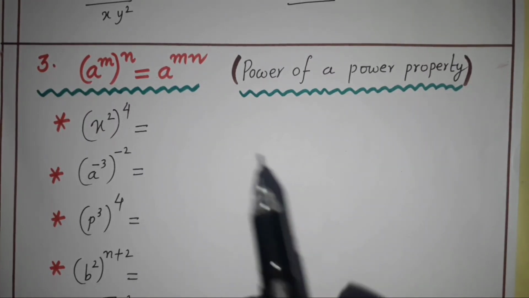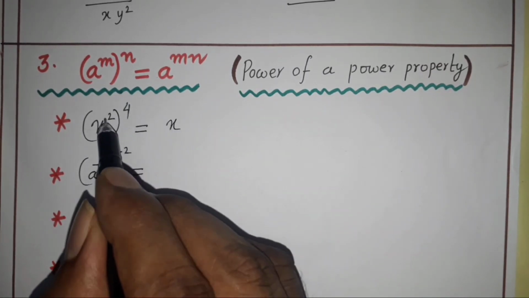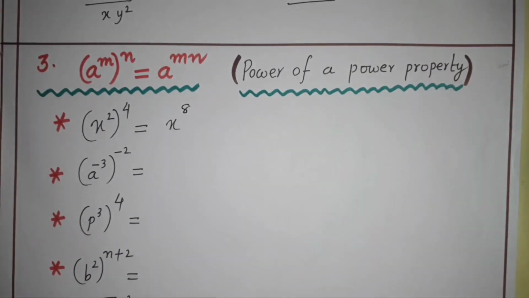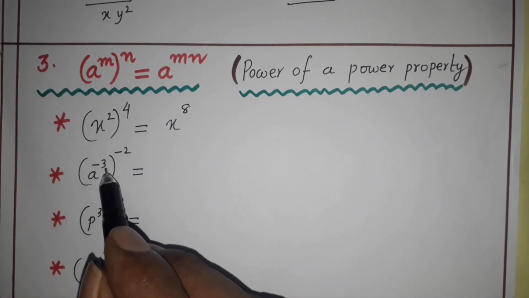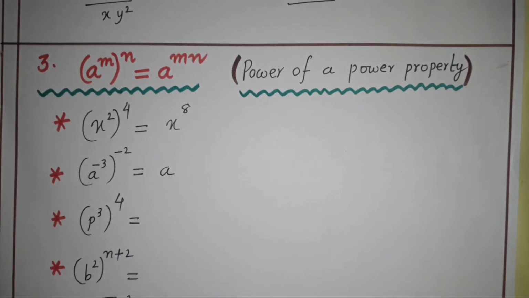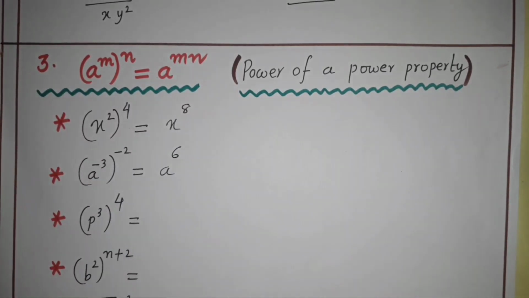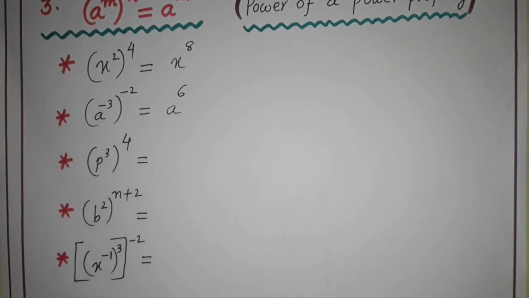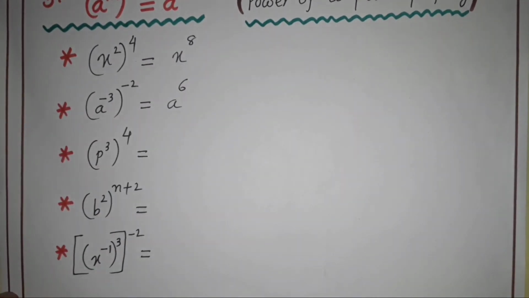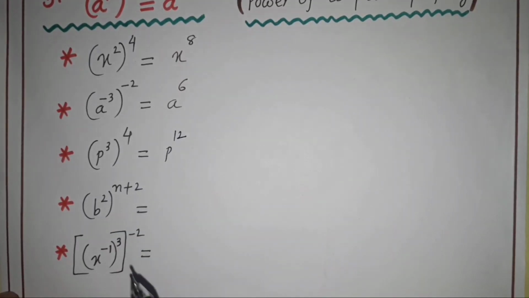Let us do some examples. (x square) whole to the power of 4. So x to the power of 2 4s are 8. (a power minus 3) whole power minus 2. Both powers should be multiplied. Minus 3 into minus 2 is plus 6. (p cube) whole to the power of 4. Here also it is power whole power, so both should be multiplied. p power 3 4s are 12.